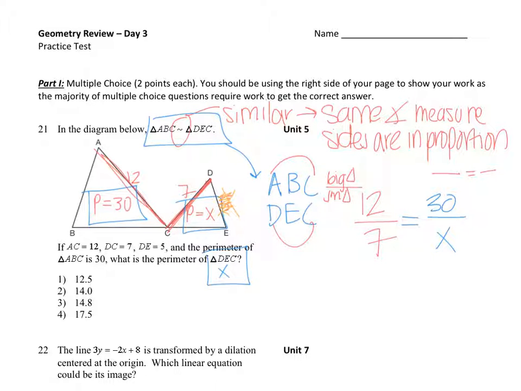So we solve proportions by cross-multiplying. 30 times 7 is 210, is equal to 12x. You will get a decimal for this problem. So now we get x equals 17.5. Choice 4.